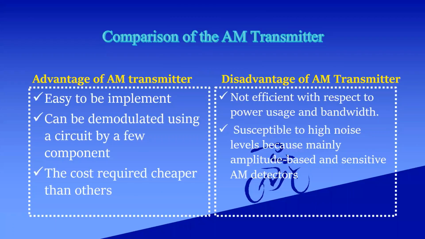Next is the comparison of the AM transmitter. The advantage of the AM transmitter is that it is easy to implement and can be demodulated using a circuit with a few components. The cost required is cheaper than others. The disadvantage of the AM transmitter is that it is not efficient with respect to power usage and bandwidth, and it is susceptible to high noise levels because it is mainly amplitude based, with sensitive AM detectors.